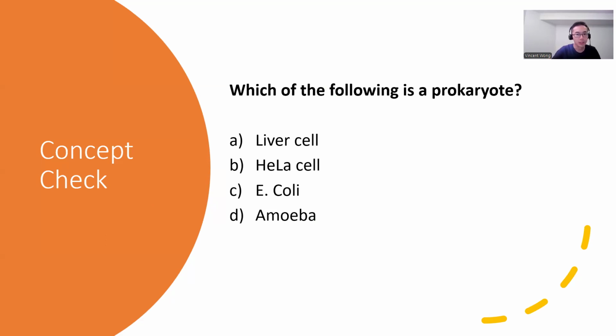All right, let's end the poll here. Which of the following is a prokaryote? Prokaryotes are bacteria, so E. coli is an example of a prokaryote. The HeLa cells are cancer cells taken from the cervical cancer of a person. So they're from humans, and human cells are eukaryotes.